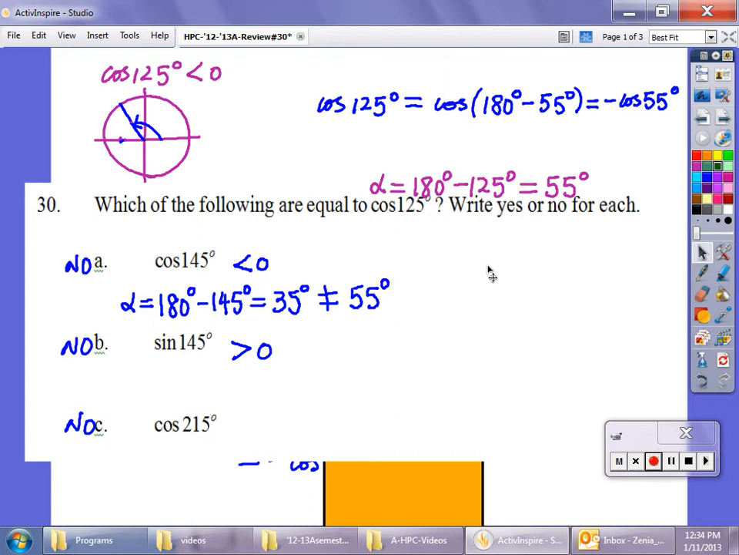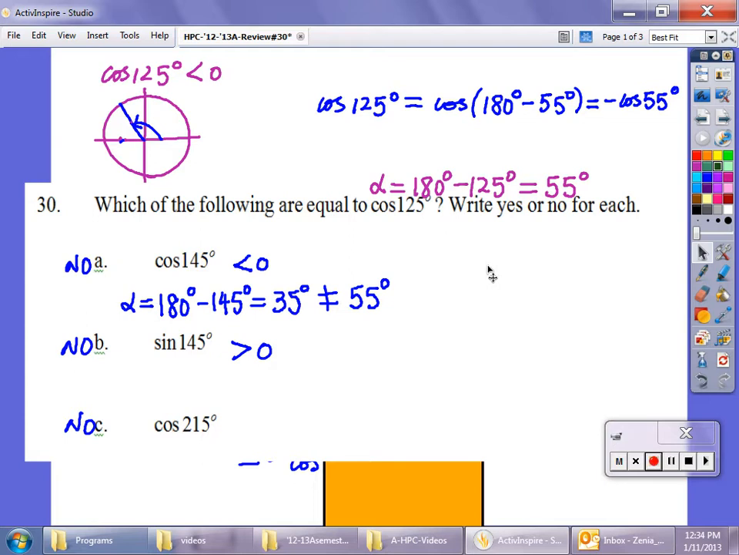The answer is no, because the reference angle for 145 degrees is 35 degrees. The two trig ratios do not have the same reference angle, therefore it's not equal. Therefore, cosine 145 degrees is not equal to cosine 125 degrees. For sine 145 degrees, the answer is no, because sine of 145 degrees is positive, whereas cosine 125 degrees is negative.